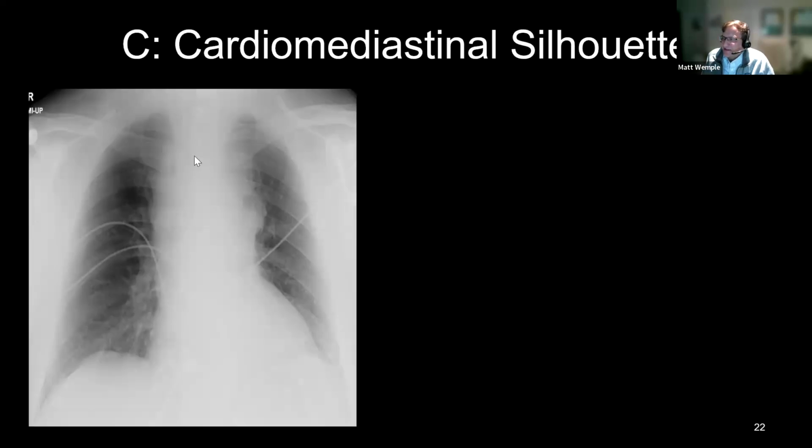All right, cardiomediastinal silhouette. This is not the greatest film because it's actually hard to see the trachea and it's, I think, a little bit underpenetrated, but the mediastinum is definitely remarkable in this film. Mostly because it's wide, right?